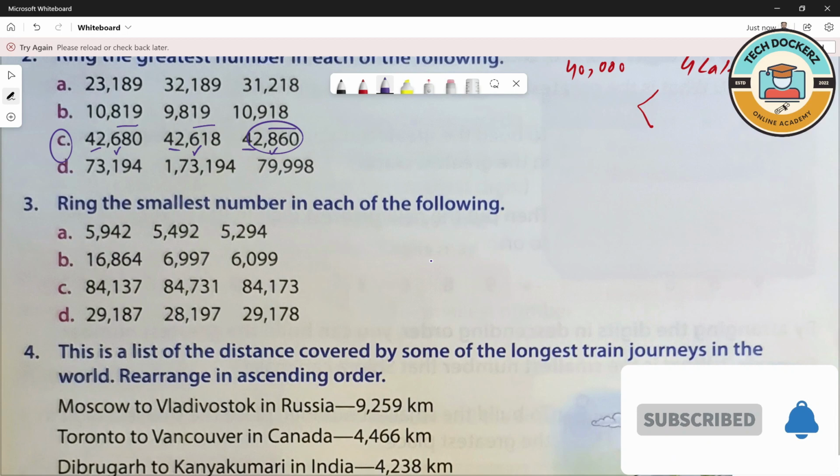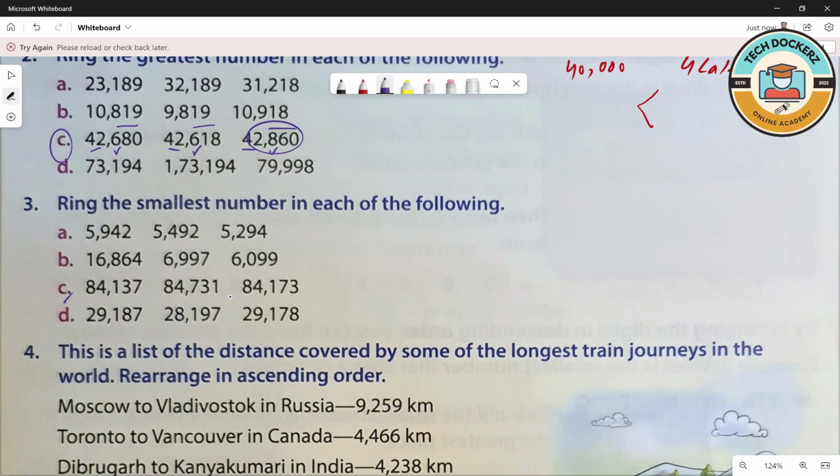Ring the smallest number in each of the following. So let's pick question number 3c. As we can see here, the thousands place is the same: 84,000, 84,000, 84,000. So we cannot compare which number is bigger or which is smaller. All the numbers are the same at the thousands place. So let's move to the ones period.